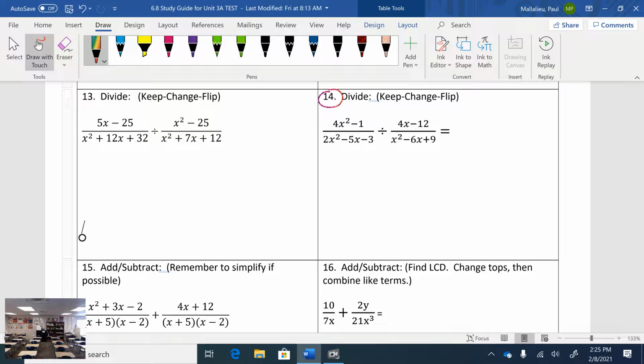Keep the first one. So 4x squared minus 1 over 2x squared minus 5x minus 3. So we're keeping that. Change the sign. So keep, change. That became multiplication. Then flip the bottom part. All right. So now our setup is good. And now instead of it being a division problem, it's really a multiplication problem because we flipped the second fraction.